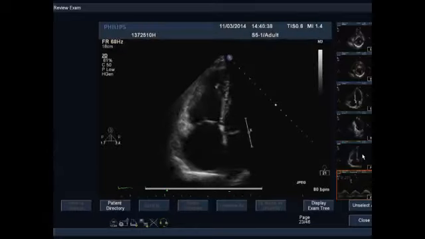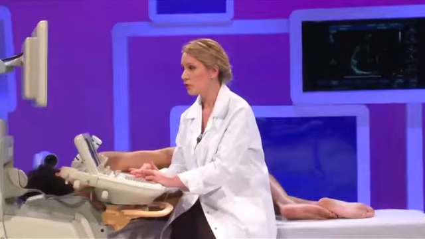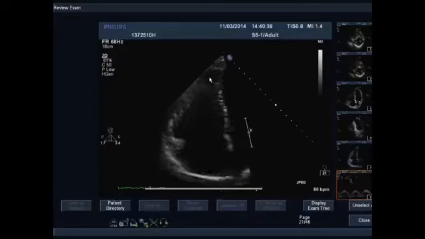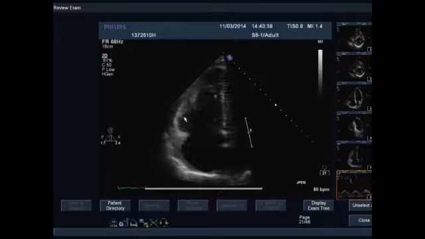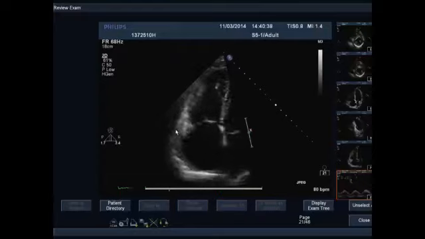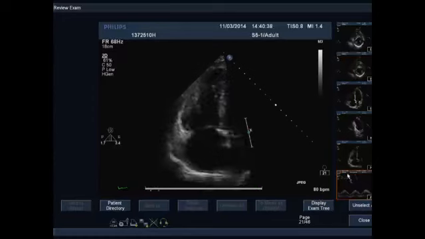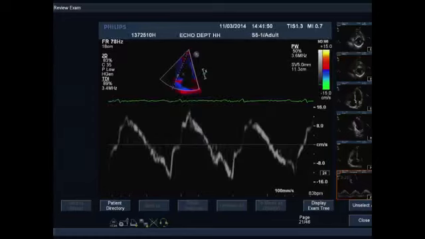From this view of the four-apical chamber view, focused on the right ventricle, the next measurement that we will take will be with tissue Doppler imaging. And we will apply tissue Doppler imaging on the right ventricular free wall, and most important, we will apply the pulse wave Doppler almost 1 centimeter above the tricuspid annulus. This is the waveform that we will get with tissue Doppler imaging.